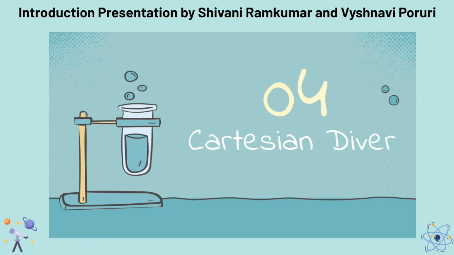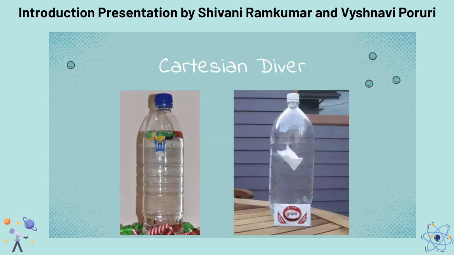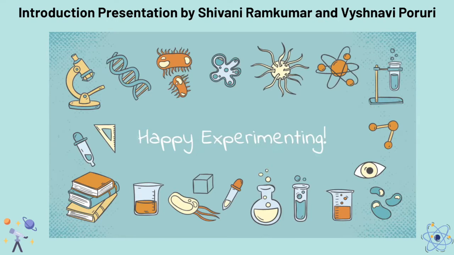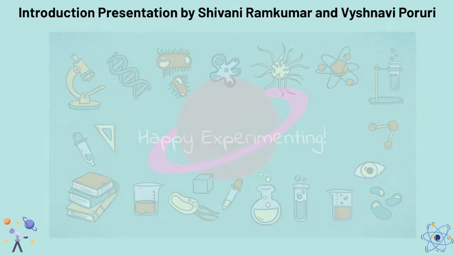Now we are going to look at the Cartesian diver, which is what you are going to be making during your experiment. So here are just a couple of photos that show what the Cartesian diver will look like, which you can find with just a simple Google search. So while you are creating your diver, make sure to have a lot of fun and answer the questions so that you can understand density and buoyancy better. Happy experimenting!